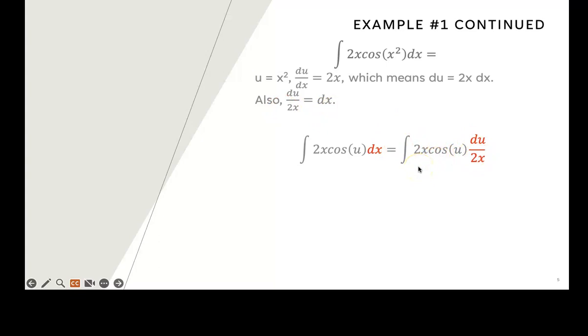Now, if you made a good substitution, you should notice something happens almost immediately, and that is that the 2x cancels out with the 2x in our numerator and denominator. So all you're left with is the integral of cosine of u du. And this is a whole lot easier integral to solve than the integral that we had before. We don't know what's going on with that x squared, but we can find the integral of cosine of u du.